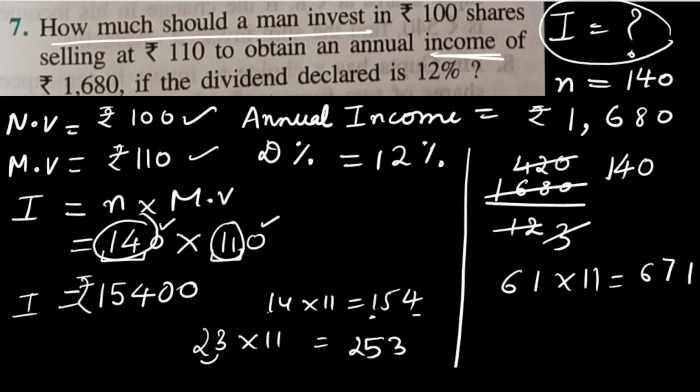Now let's move towards the next question, which is question number 8. In the previous question we had to find investment and we got investment is equal to 15,400. Now let's do the 8th question. I'm going to write the given things.